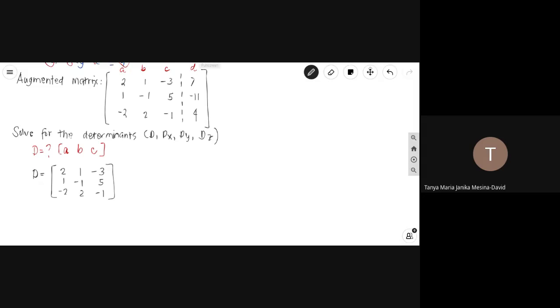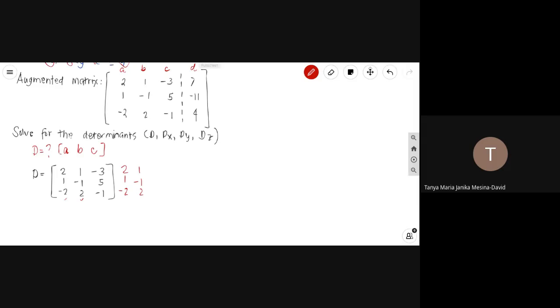And then what are you going to do? The next thing to do in order to solve for the determinant, when you solve the determinant, this is the step. So in order to solve for the determinant, always remember to copy the first two columns of the matrix. In this case, the first two columns are the columns A and B. So I will copy the numbers there, 2, 1, negative 2, 1, negative 1, 2.